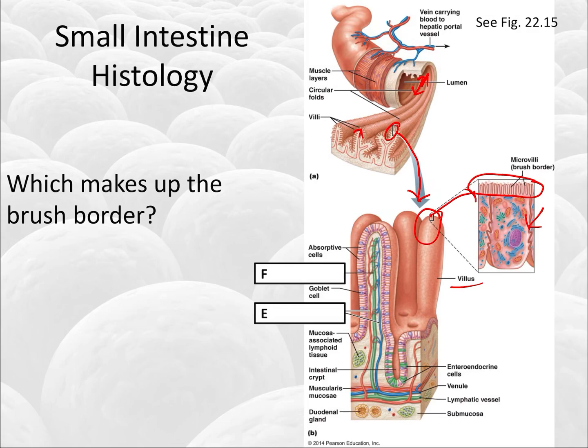And then if we look inside of one of those villi, we see that there's capillaries in there, and we see the green one is the lacteal, which is part of the lymphatic system, which is important for absorbing fat.